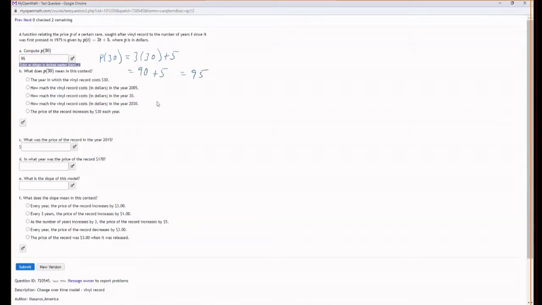All right. And now we get to where the question, I think, starts getting good. What does P of 30 mean in this context? Right? So remember, what we're looking at is a function. P is the price. So when we talk about P of 30, we're looking at the price, and we're looking at it at the specific moment in time when T is 30.